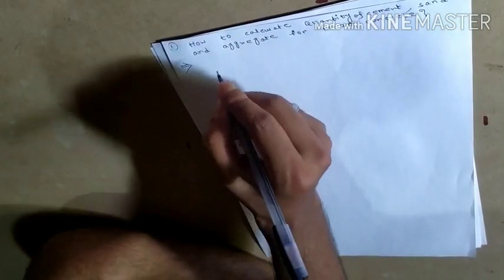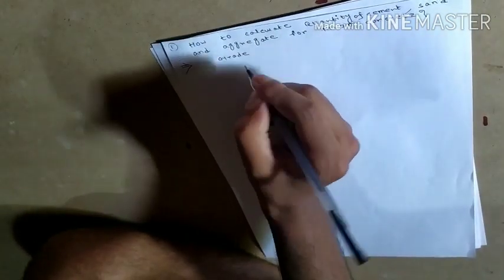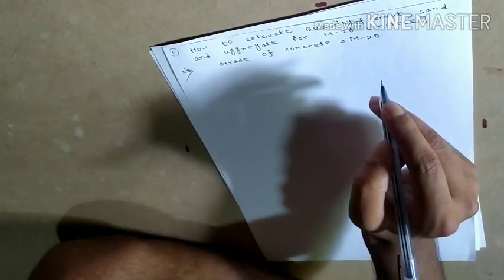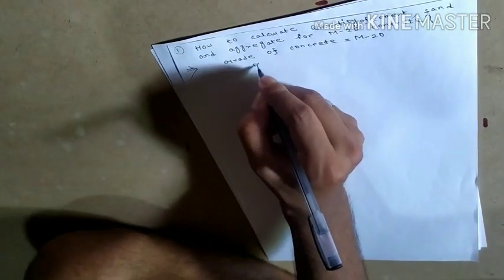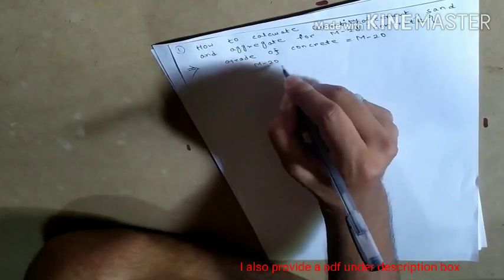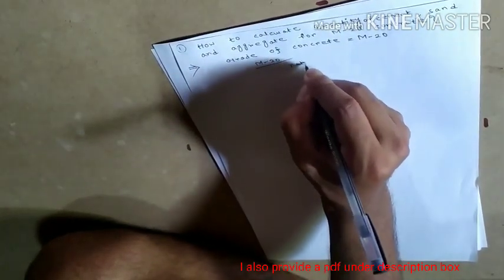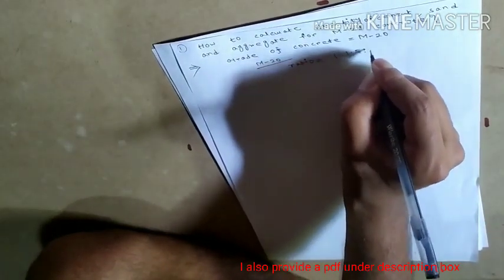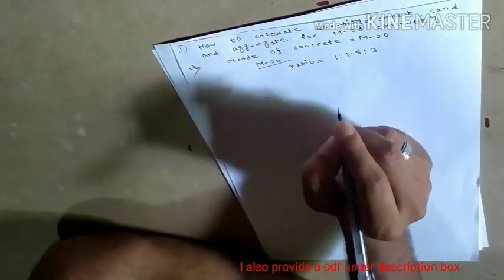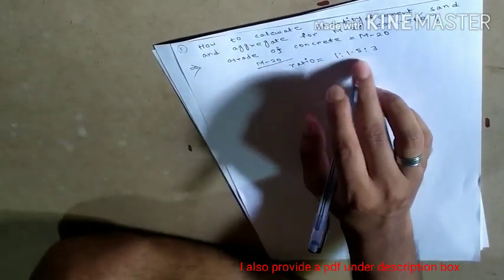Grade of concrete is equal to M20. I will discuss M20 concrete. The ratio for M20 concrete is 1:1.5:3.